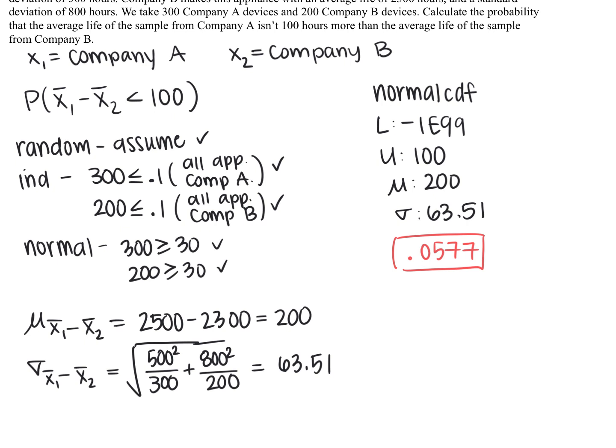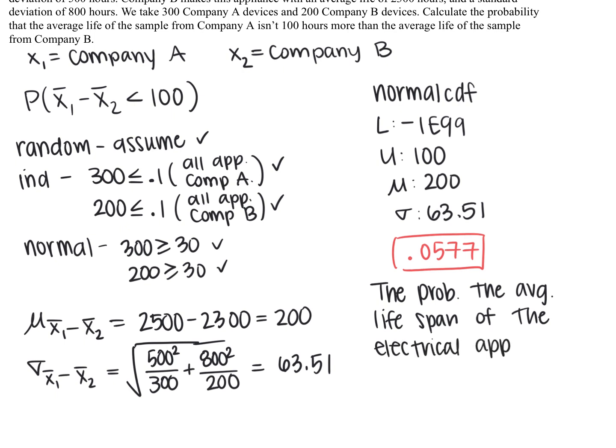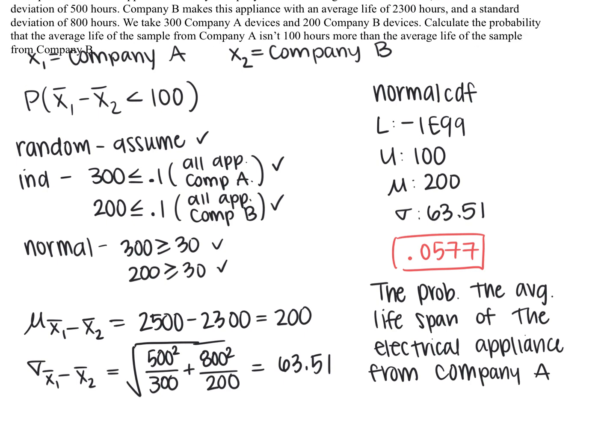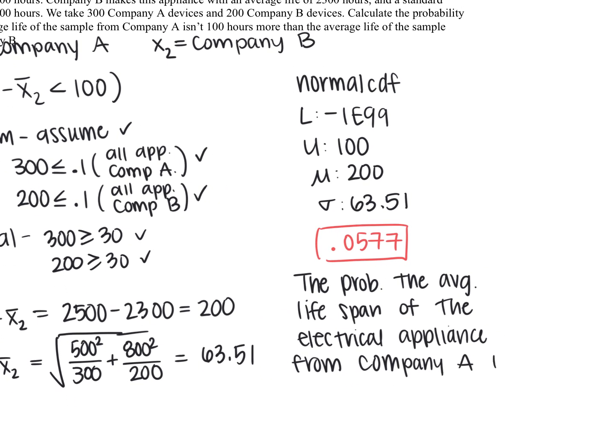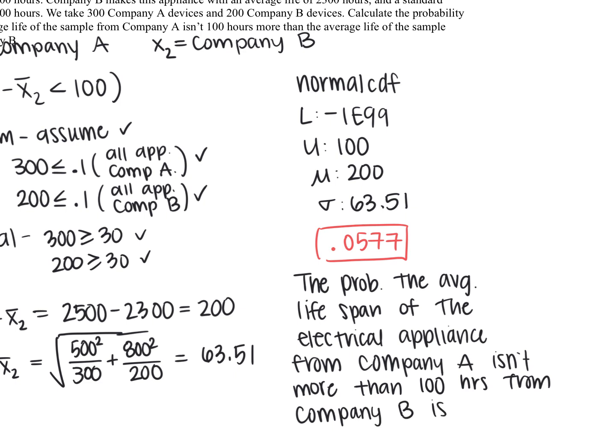So for our concluding sentence, we'll say the probability the average lifespan of the electrical appliance from company A isn't more than 100 hours from company B is 0.0577.